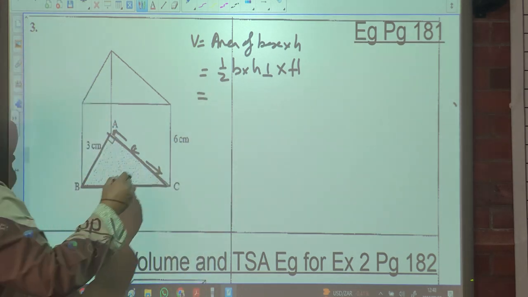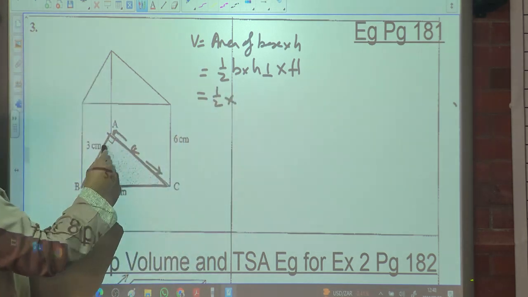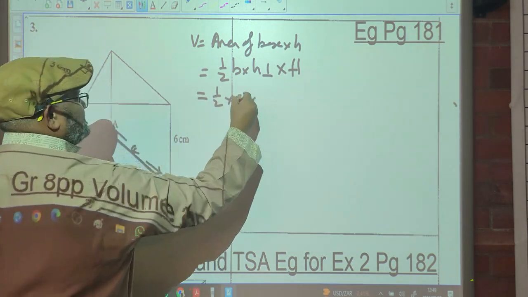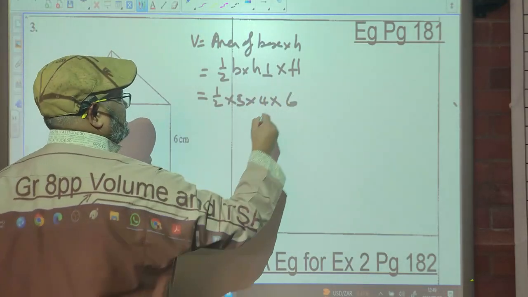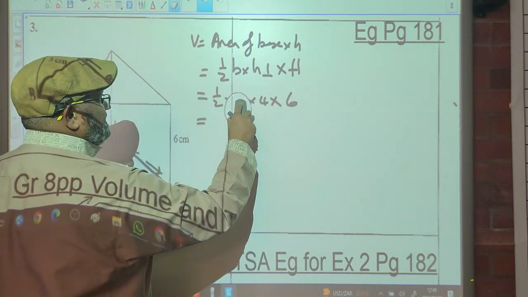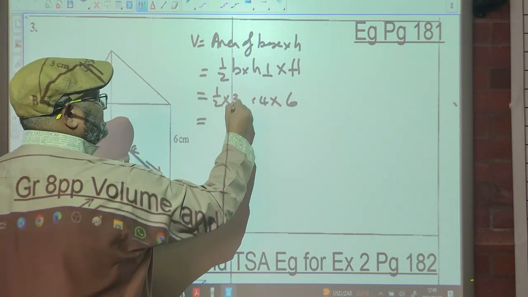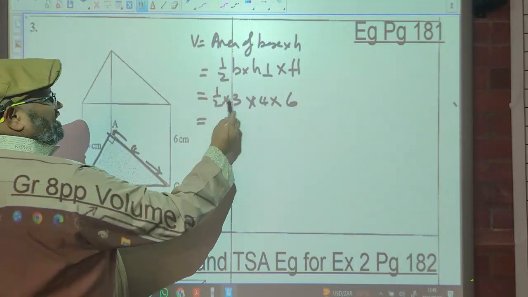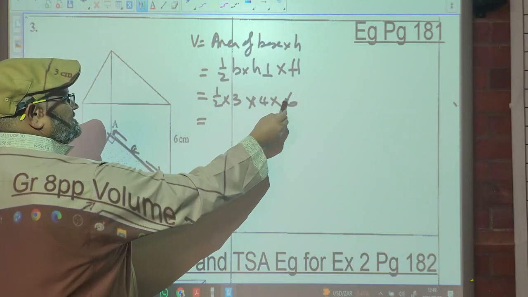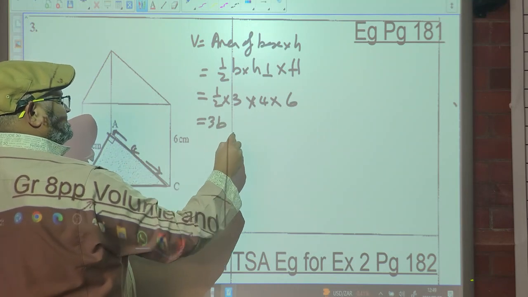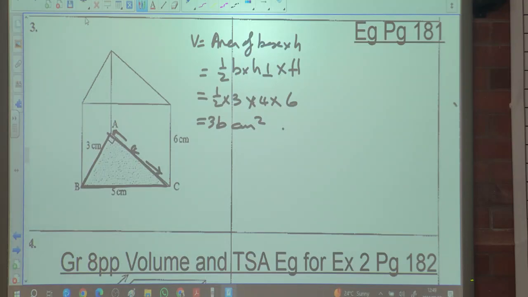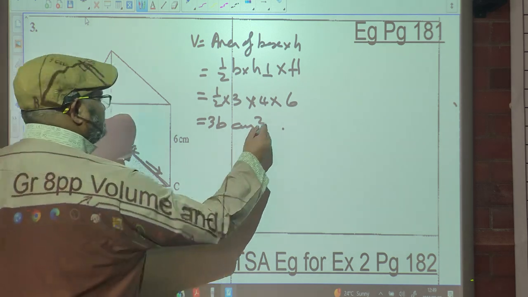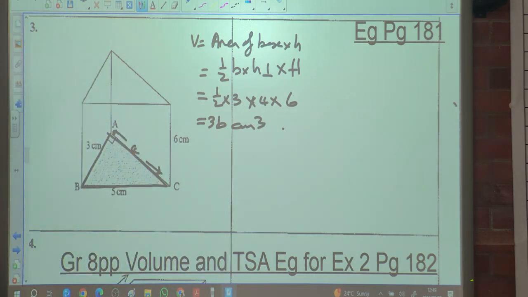Let's go. So we go half. What's the base? 3 times 4 times 6. Okay, so for half times 4 is 2, times 6 is 12. No, 36. Is that correct? Yes, sir. 36 centimeters. Does it work, Michael? Yeah. Centimeter, yeah. Okay.